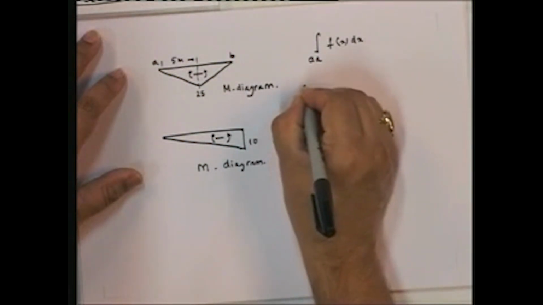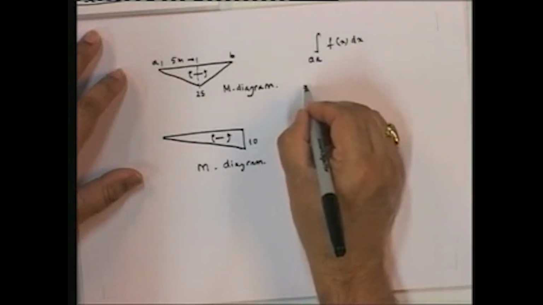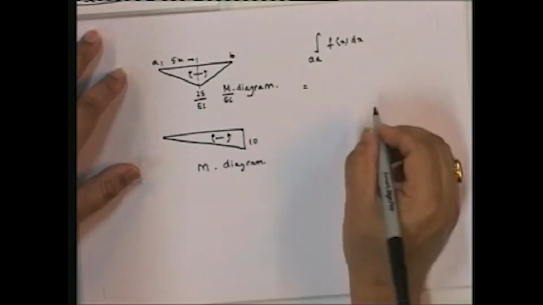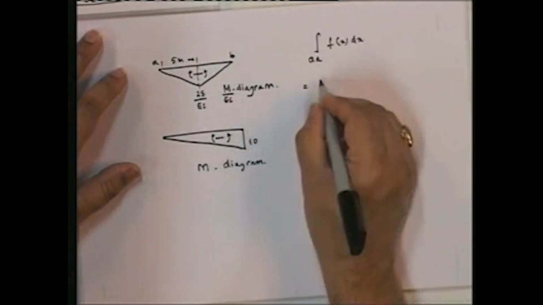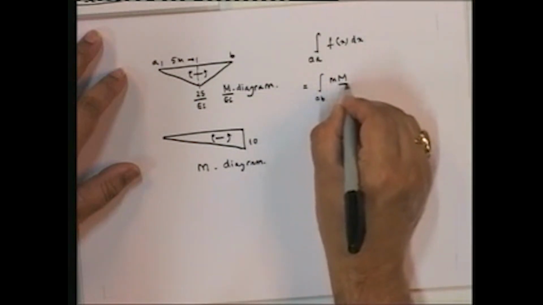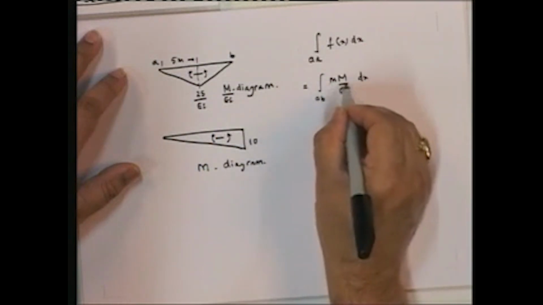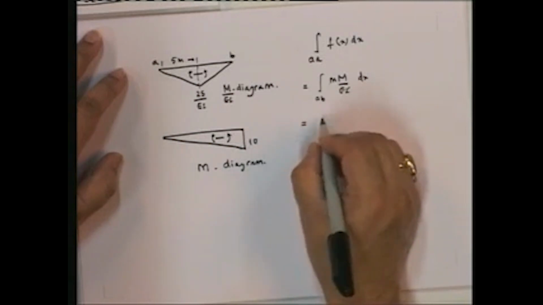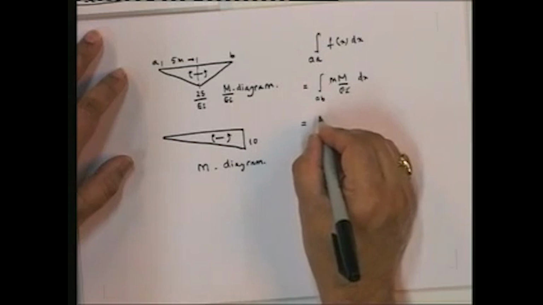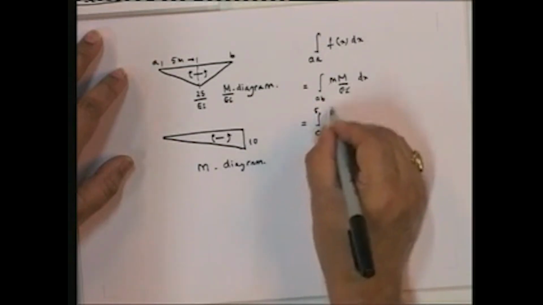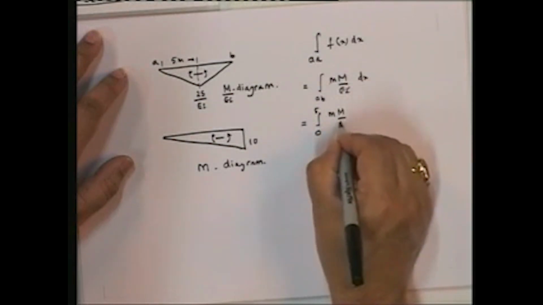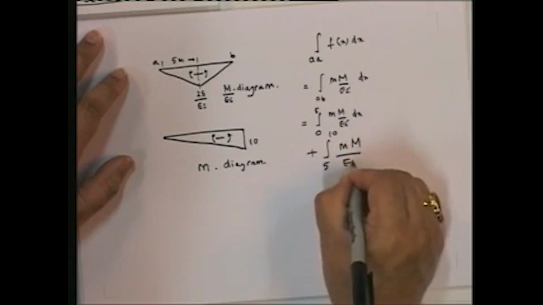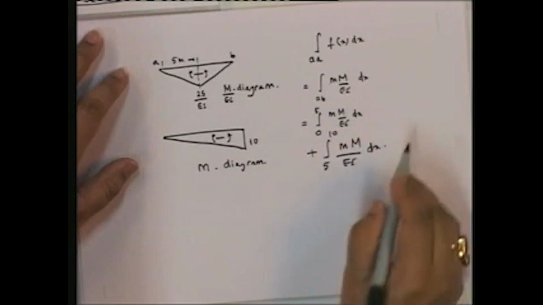Okay, so this one, if you look at it, is going to be equal to, now this I am going to divide by EI, so I will call it the M upon EI diagram. This is the M upon EI diagram, this is the small m diagram, and what you are doing is M upon EI, which is this one, multiplied by this into dx, which is equal to the area under any one of these curves. Note, of course, that this has to be separated from 0 to 5 because the expression for m is different. So it's going to be this plus the integral from 5 to 10 of mM upon EI dx. So this part and this part have to be done separately.